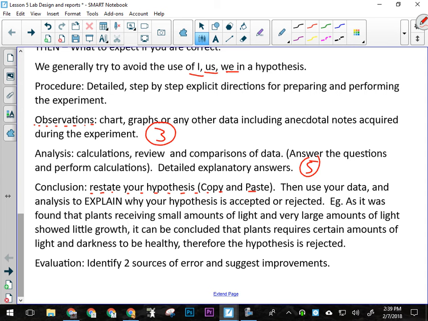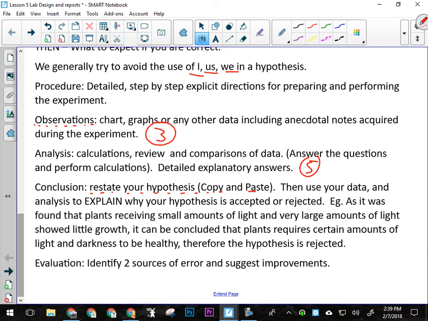So let's say we did this lab with the plants, and I said that the more light they got, the more they would grow. But my data says that they didn't grow at all if they got less than 6 hours of light. They grew really well if they got between 6 and 18 hours, and they died if they got more than 18 hours. Is my hypothesis supported? No, because I said the more light they get, the better they'll grow. And that wasn't true. It was true to a point, 18 hours, and after that, it wasn't true. So my hypothesis is not entirely supported.